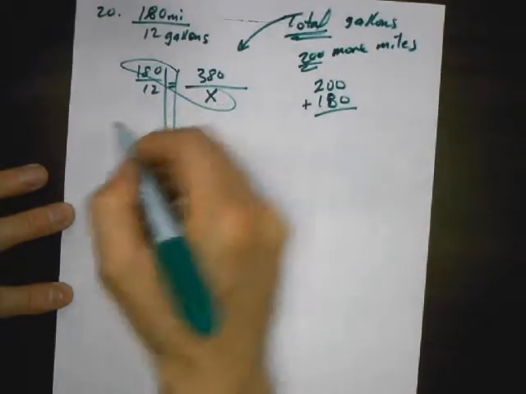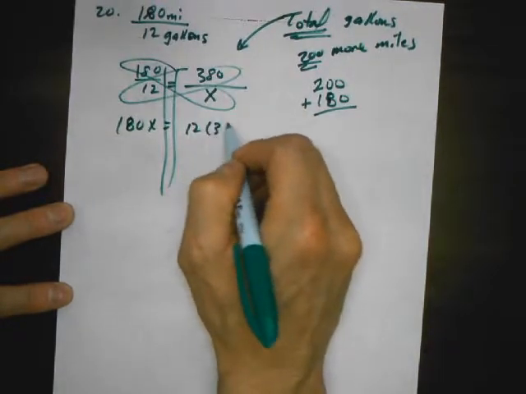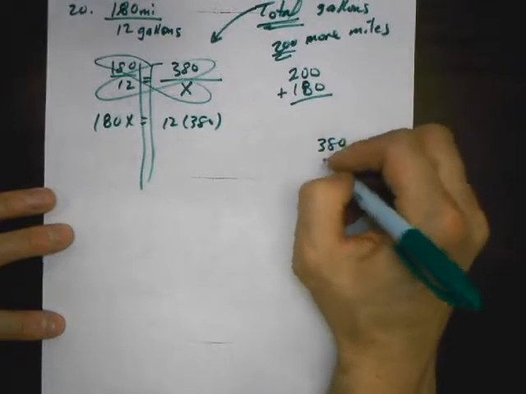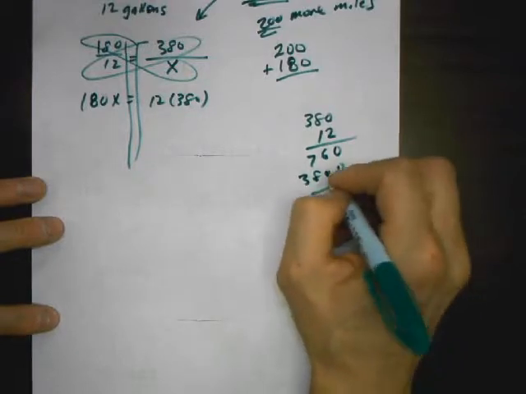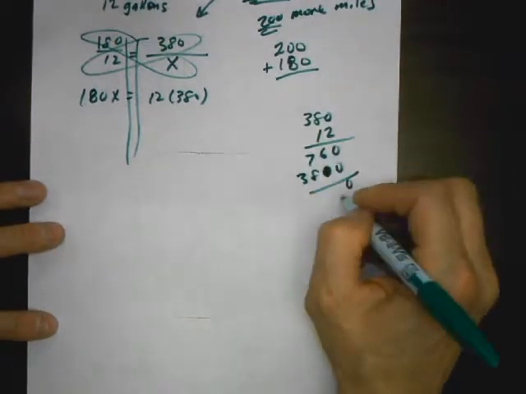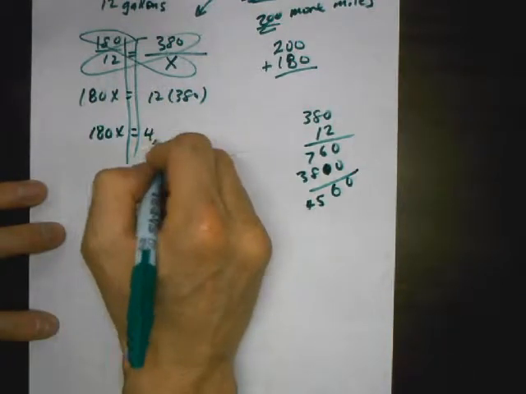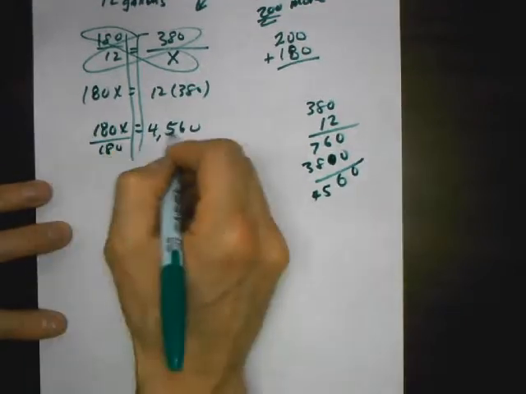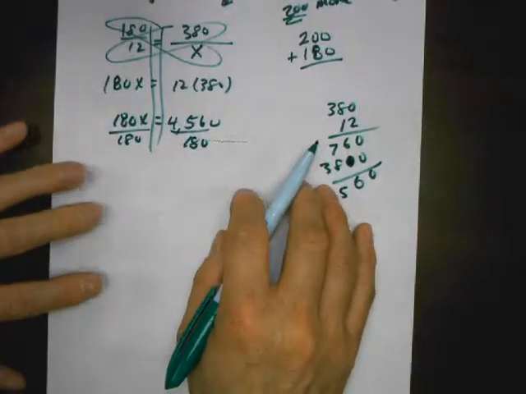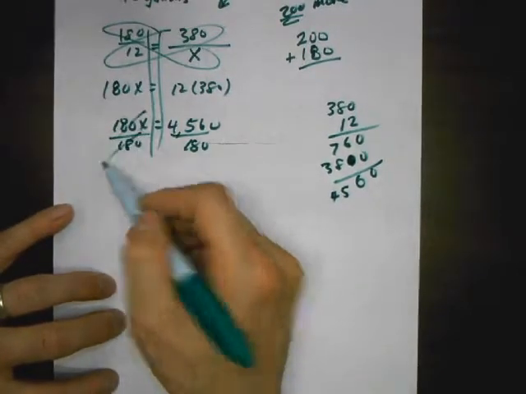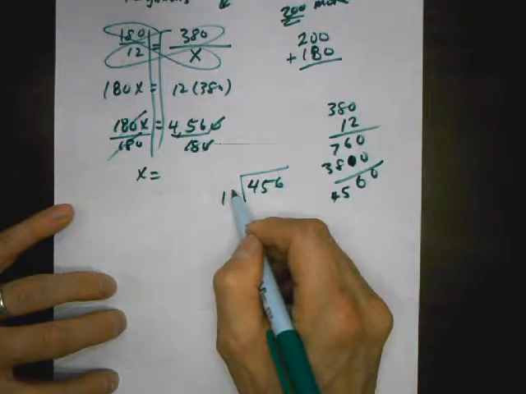Now I cross multiply. I get 180x equals 12 times 380. So we multiply that, 12 times 380. And we get 4,560. 180x equals 4,560 divided by 180. So remember, how do we solve proportions? Cross multiply and divide. Cross multiply and divide. You gotta memorize those 2 steps, alright? Cancel that out. Cross out my zeros. I got 456 divided by 18.